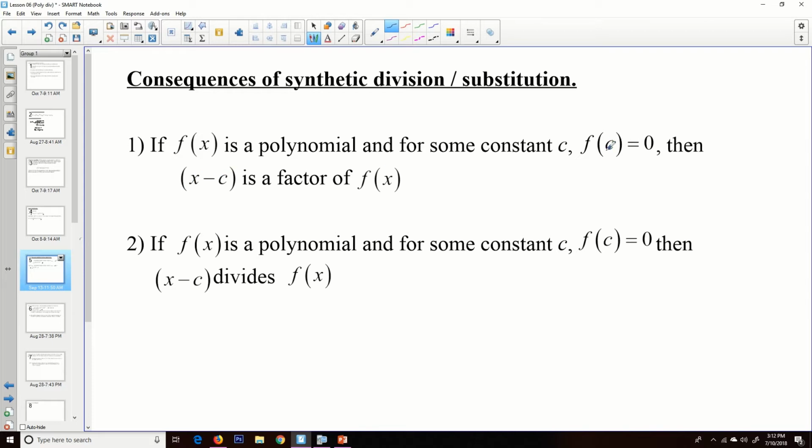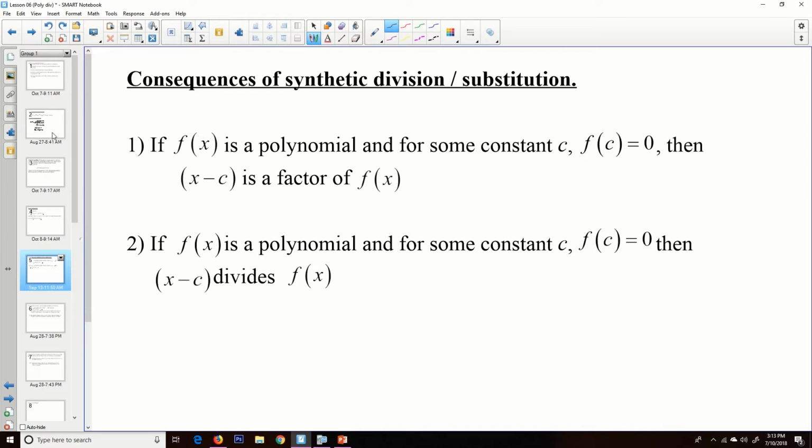And so this c value, when you go x minus that number, we get a factor, and we'll see examples of this. And the converse is also true. If f of x is a polynomial and for some constant c, f of c equals 0, then we can also say that x minus c divides f of x. And when I say divides, that means divides evenly.